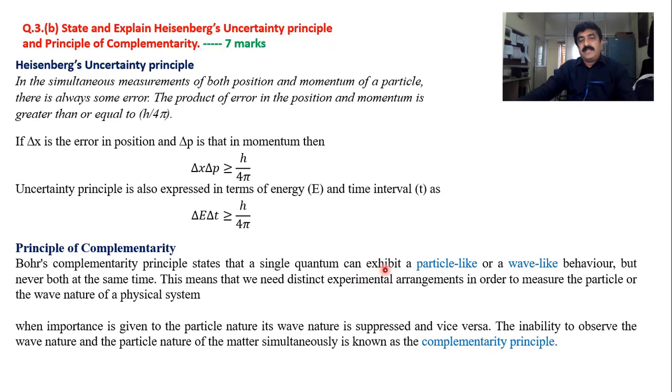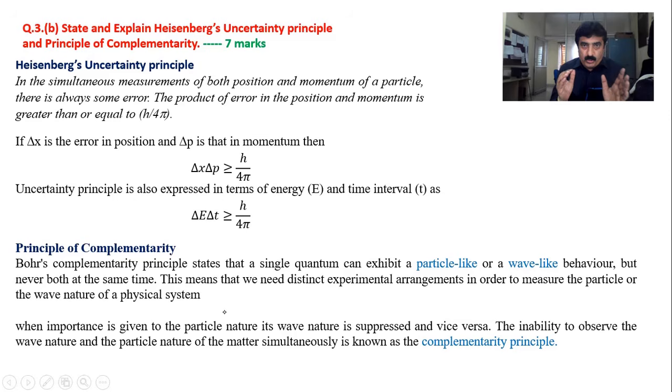single quantum can exhibit any single quantum state. It may be a particle, an atom, or a molecule. Any single quantum state can exhibit either particle nature or wave-like nature. So it will exhibit particle nature and wave-like nature together, but at a time it will be showing either only particle nature or wave nature. Okay, so I repeat, Bohr's complementarity principle states that a single quantum can exhibit particle-like or wave-like behavior, but never both at the same time.